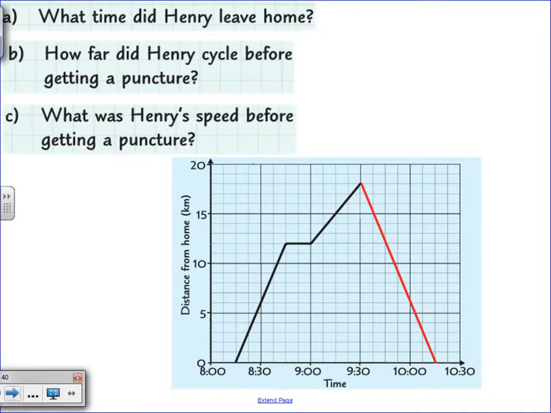So we're talking about Henry's bike ride, and they'll ask you questions like, what time did he leave home? 8:15. So can you read the timeline? They'll say, how far did he get before he got his puncture? Well, he obviously had to stop for his puncture, so you have to go down and read your time for that. Okay, 8:45. What was his speed after the puncture?